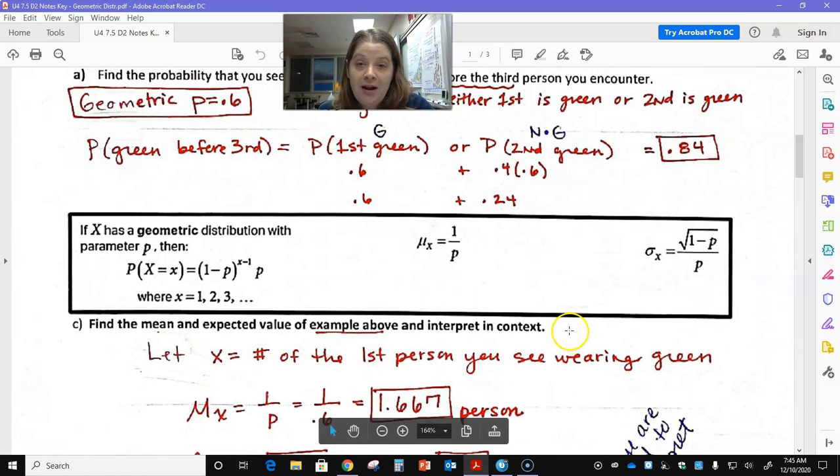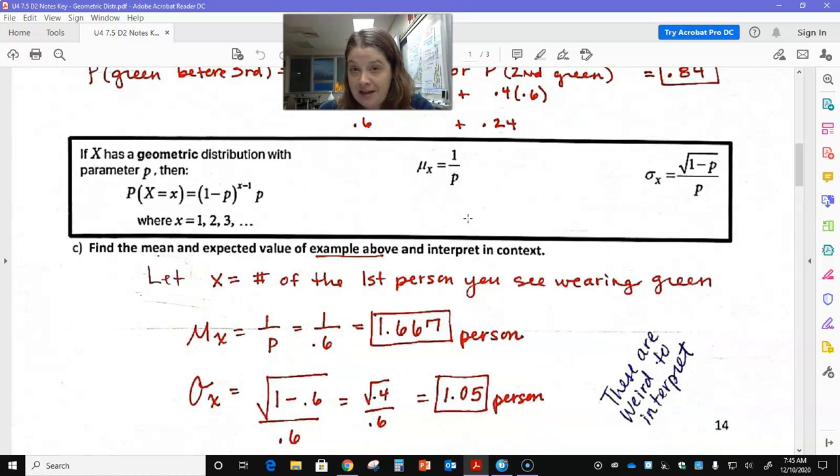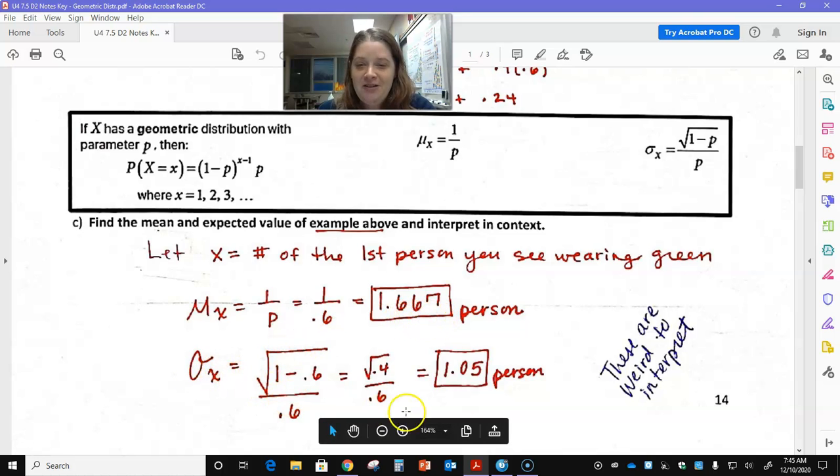Now, one thing you don't want to have to memorize is the mean and standard deviation. To find the mean of a geometric distribution, you take 1 over P. This will give you the expected value of the first success. And the standard deviation is the square root of 1 minus P over P. In our problem, if X is the number of the first person you see wearing green, the mean of X would be 1 over P, or 1 over 0.6, which is 1.667. And the standard deviation comes up to about 1.05. I just substituted the 0.6 into the formula and solved for those.